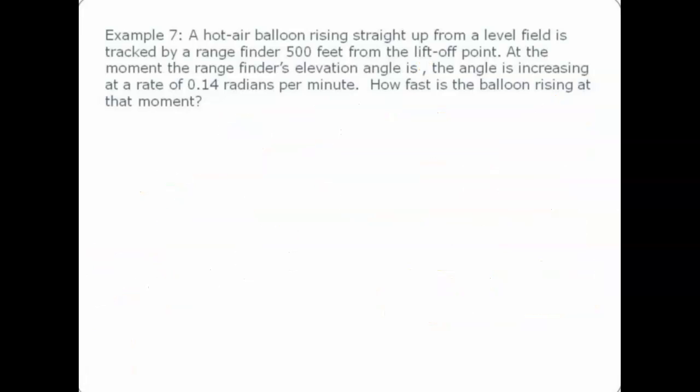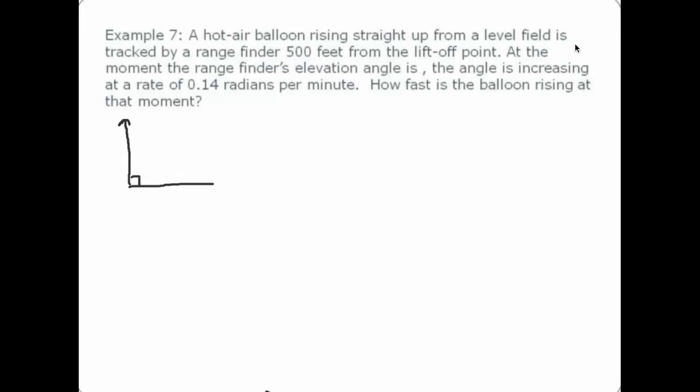Okay, so yesterday we talked about rates of change of angles with a ladder. We're also going to look at rates of change of angles with a hot air balloon. So it says a hot air balloon is rising straight up from a level field. And that's important because if the hot air balloon is rising straight up, it's going to form a 90-degree angle with the ground.